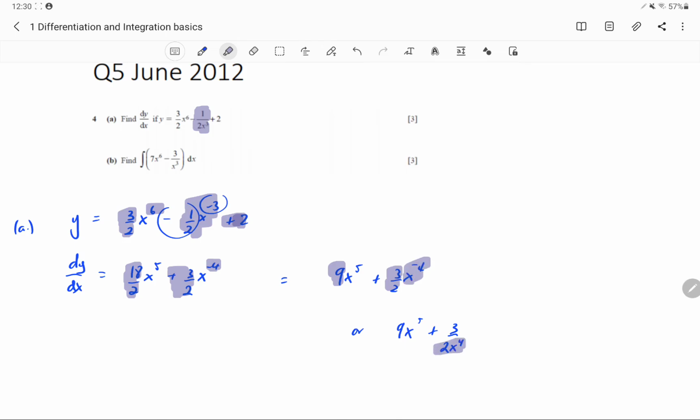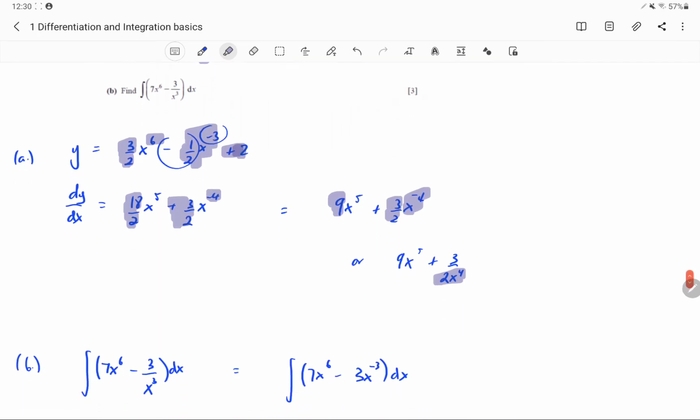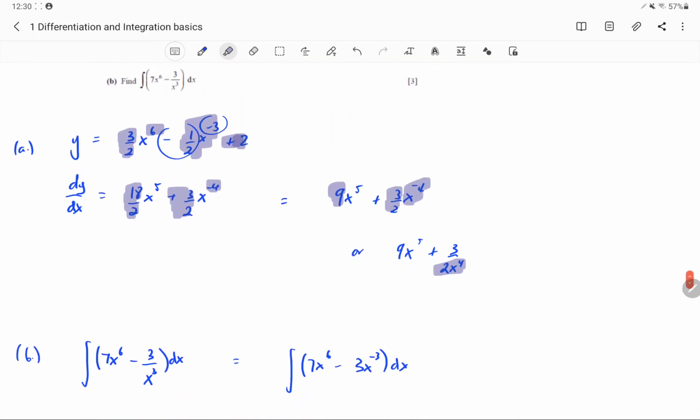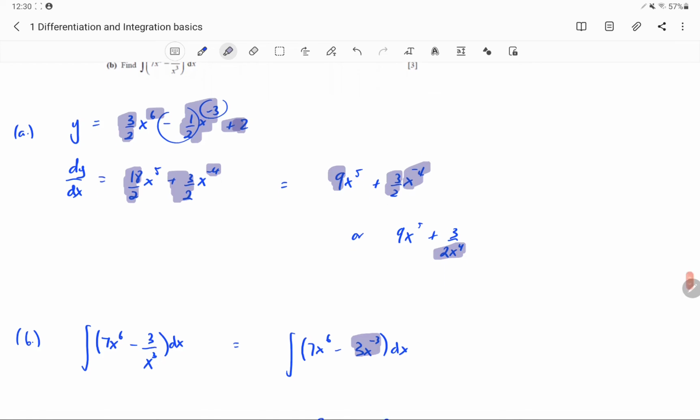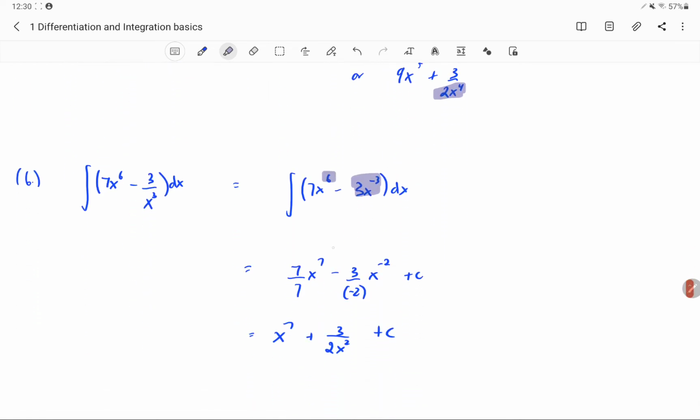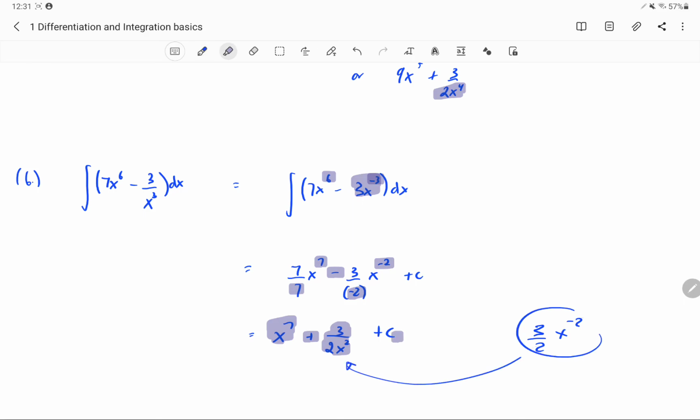Our integration, it becomes 7x to the power of 6 minus 3x to the -3, so move your x cubed up. Add 1 to your index and divide by that new index. So we have x to the power of 7. Because we're dividing by -2 here, our minus becomes plus, and it's 3/2. You can have 3/2x squared or 3/2 with x to the power of -2 if you wish. Don't forget your plus c.